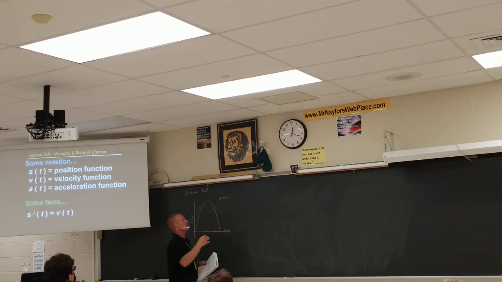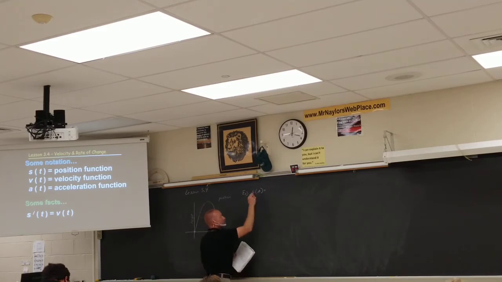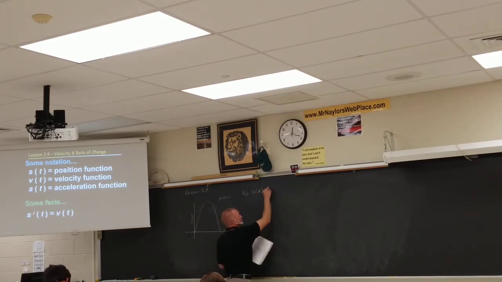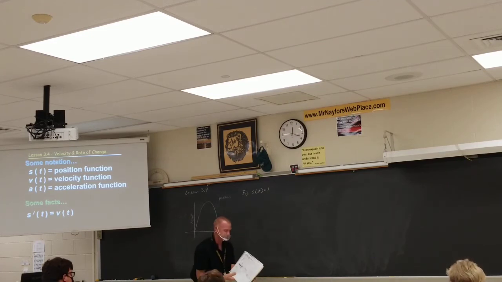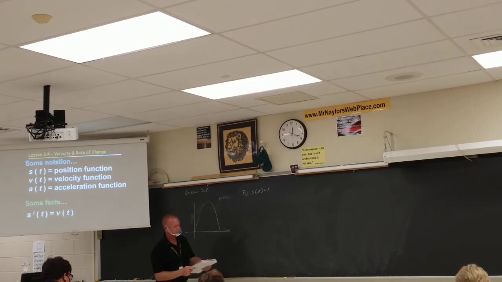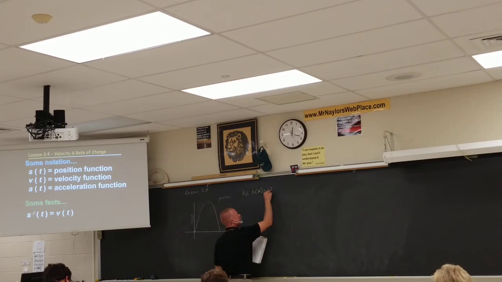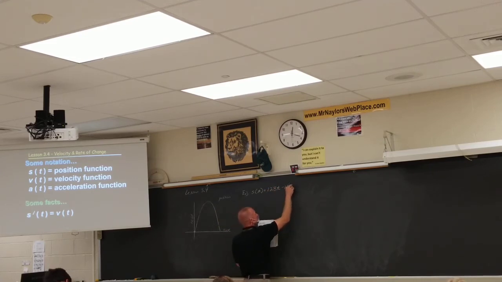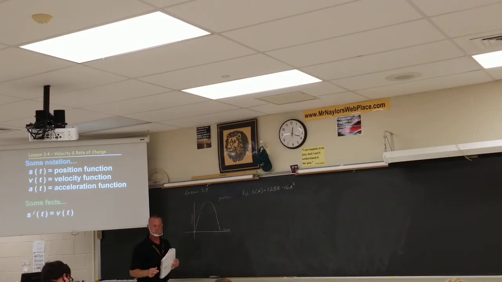Let's have an actual velocity equation. S of t. Oh, sorry, I didn't mean velocity equation, I meant a position equation. Let's have an actual position equation: S of t equals 128t minus 16t squared. So again, here's a position equation.